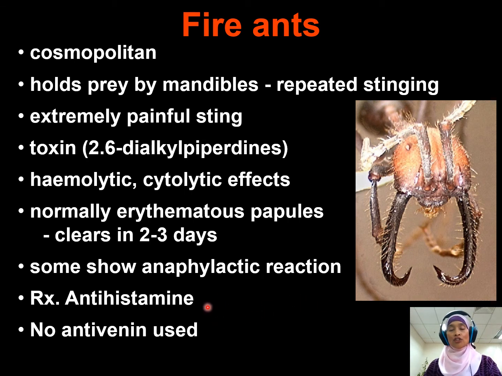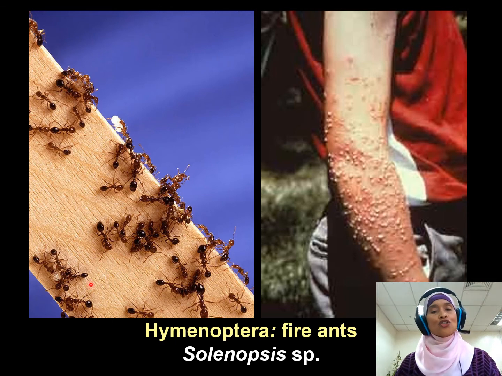Individuals who are prone to an exaggerated immune response can be given antihistamines. These are non-specific treatments. However, there is no antivenom for fire ant envenomation. This slide shows a group of fire ants, and the papules present on an individual's arm that has been severely bitten by fire ants.